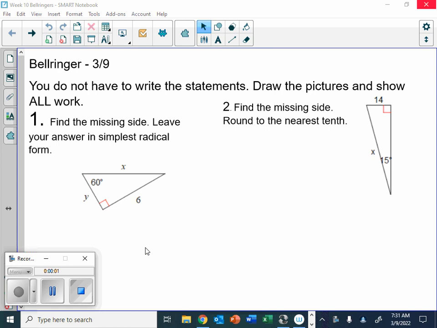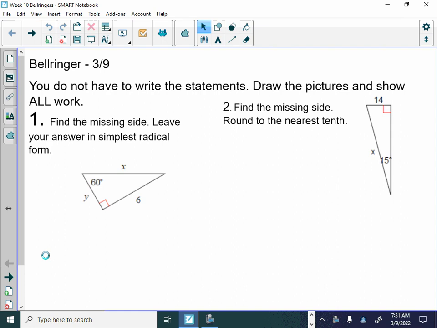So, like I was telling you, for number one, I intended you to use your special right triangles, but really, you can use trig, and I'll show you both ways. Okay, so for number one, you were asked to find the missing sides and leave your answers in simplest radical form.